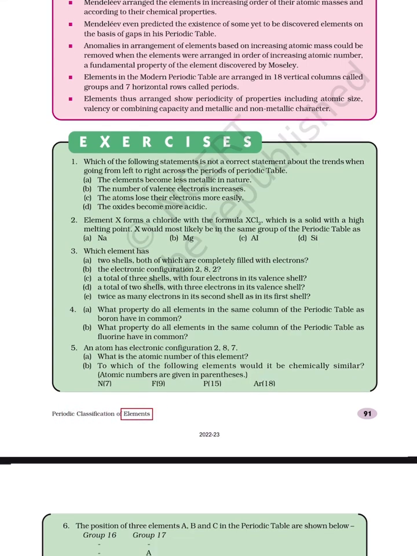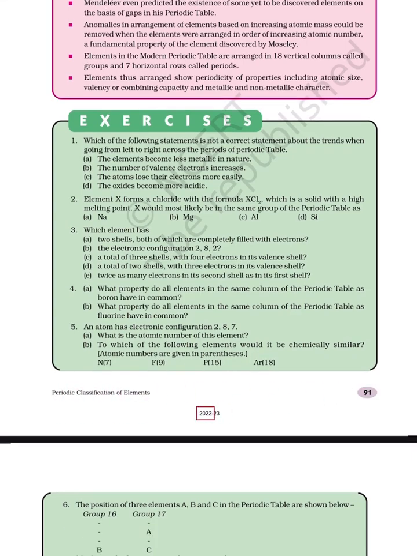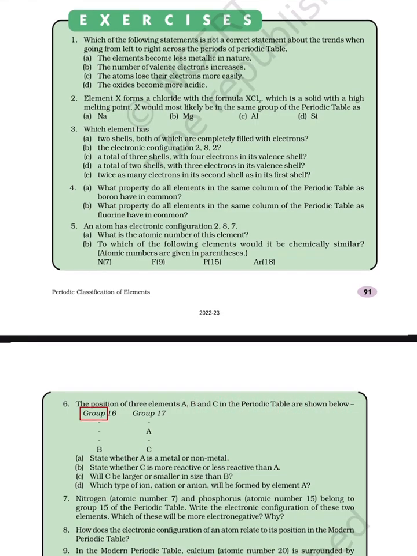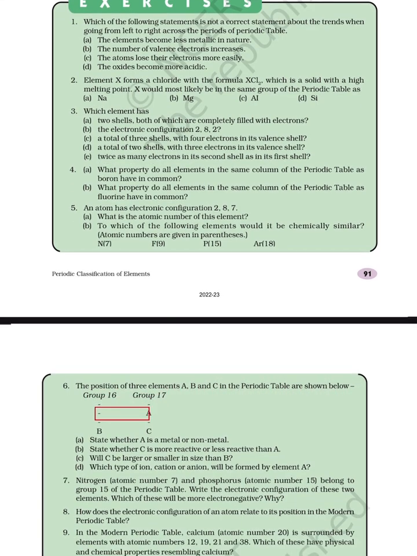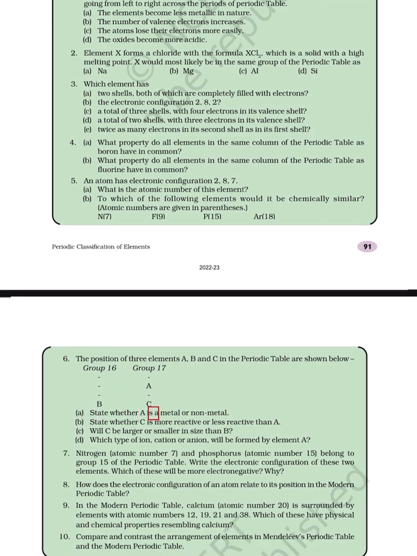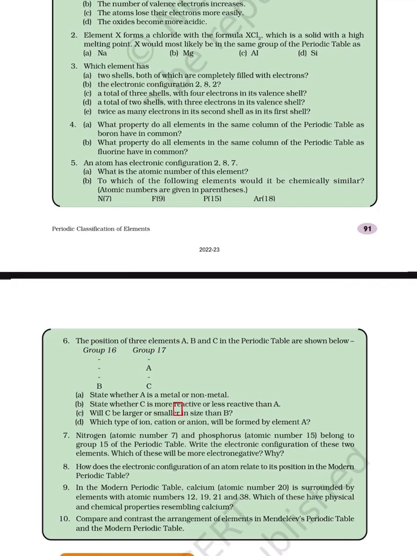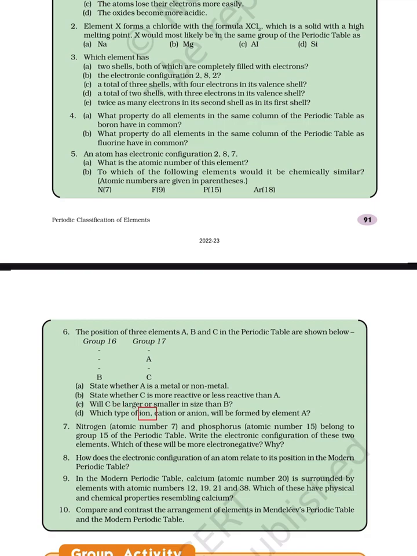Periodic classification of elements. 91. 2022 to 2023. 6. The position of three elements A, B and C in the periodic table are shown below. Group 16, Group 17. A, B, C. a. State whether A is a metal or non-metal. b. State whether C is more reactive or less reactive than A. c. Will C be larger or smaller in size than B? d. Which type of ion, cation or anion, will be formed by element A?